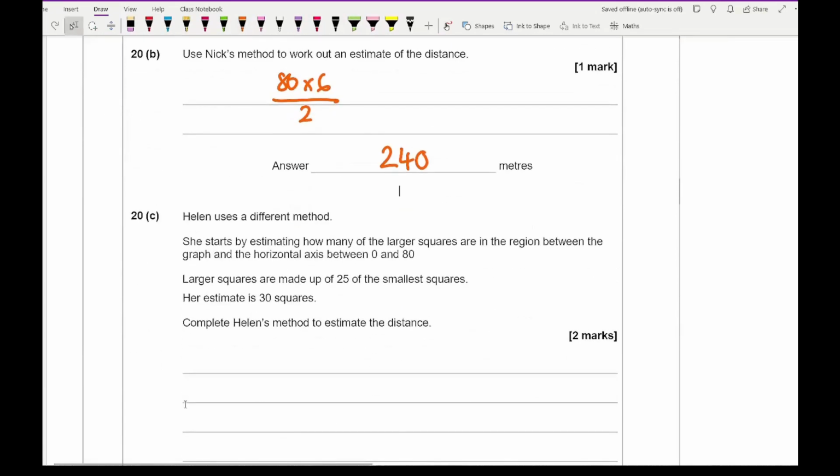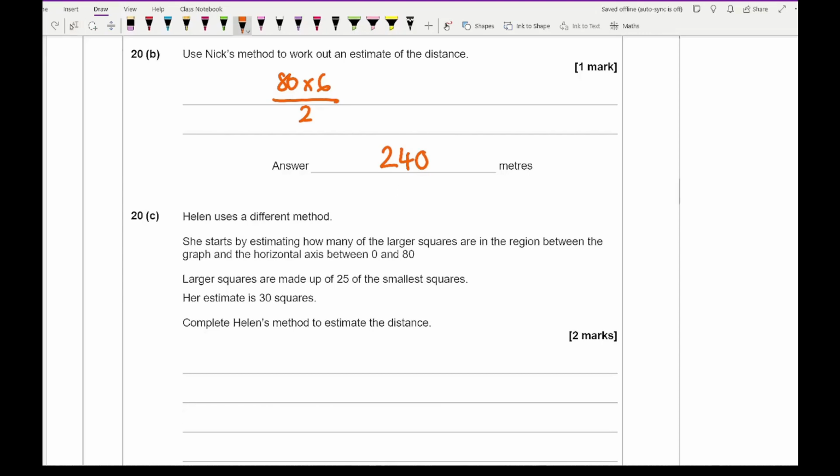It then says Helen uses a different method. She starts by estimating how many of the larger squares are in the region between the graph and the horizontal axis between 0 and 80. Larger squares are made up of 25 small squares, and her estimate is 30 squares. Complete Helen's method to estimate the distance.